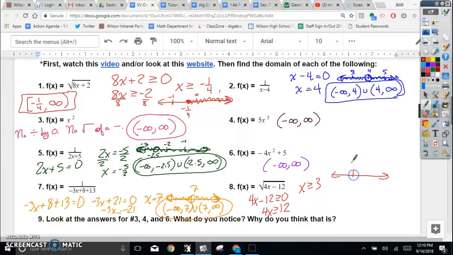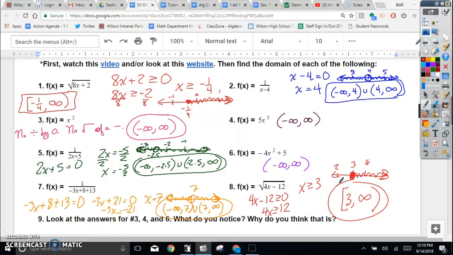So on a number line, we have a closed circle at 3, and x is bigger than that. So we're going to start, not a parenthesis because it's a closed circle. We'll start at 3, go to positive infinity. That's our domain. So there's the first state.